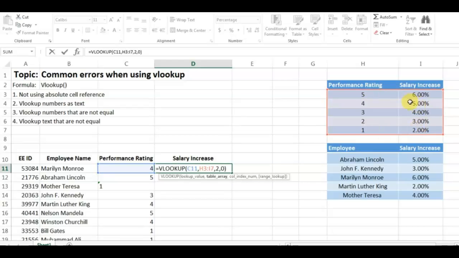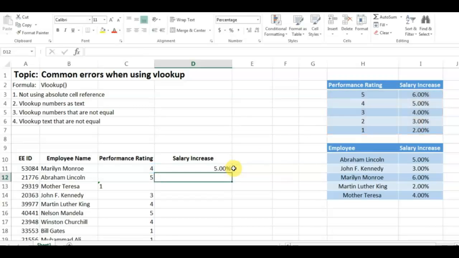We are given performance rating. We have a chart of performance rating also. And we have done a VLOOKUP for the first one. And if we check the formula, it is correct. And hence the answer is also correct.